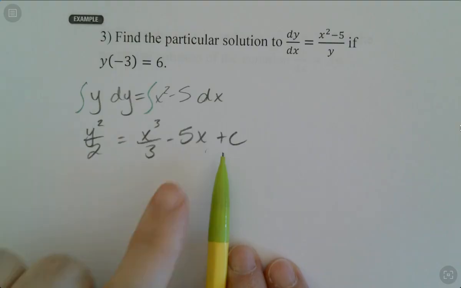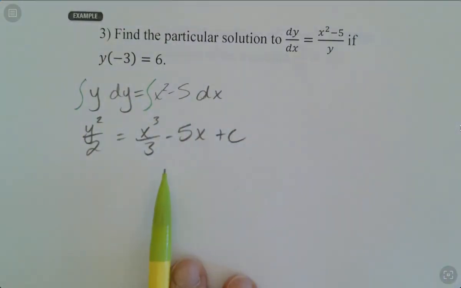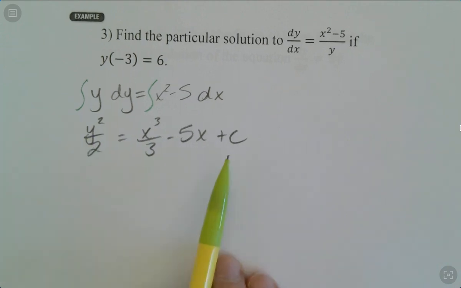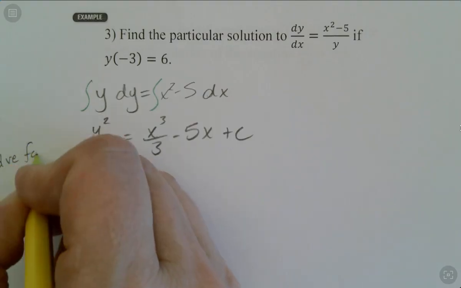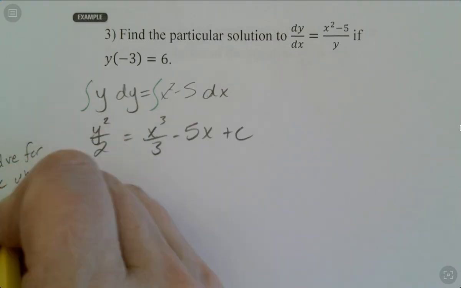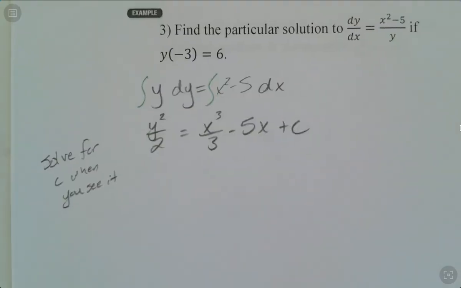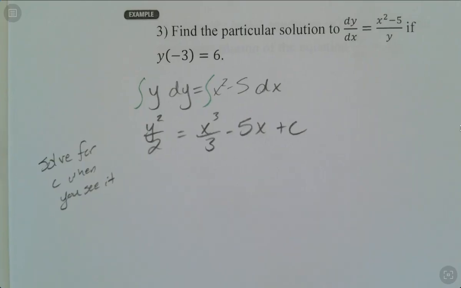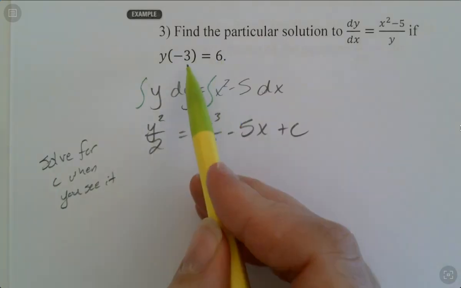Now, when we did this before, when we were finding particular solutions with derivatives, we would go ahead and isolate the whole thing and then solve for c. But what we're going to do here is solve for c when you see it. It'll just make it easier. You can go ahead and isolate the y and then plug in to solve for c, but it's just easier if you solve for c when you see it. So plug in the 6 for the y and the -3 for the x and solve for c.